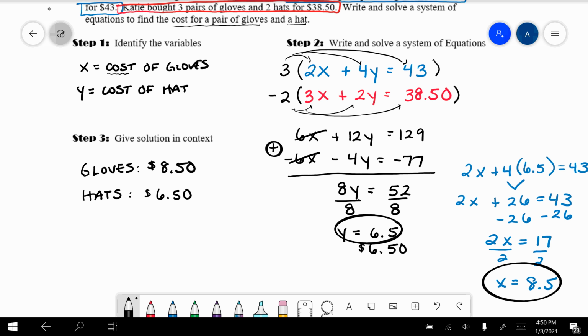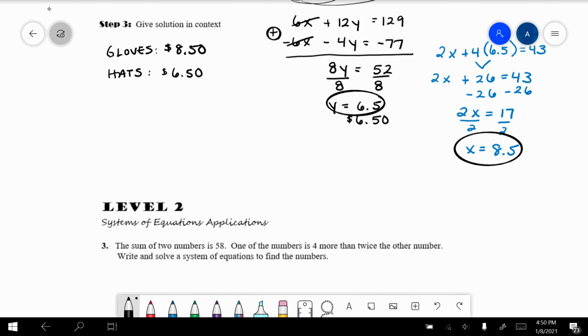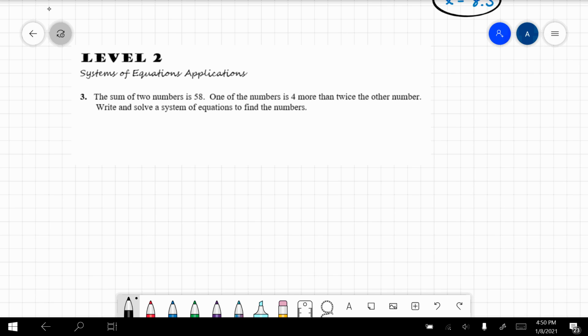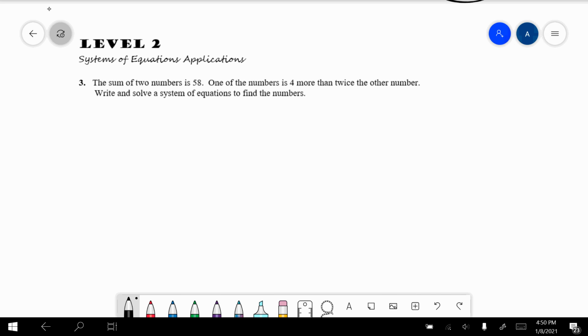All right, so you're going to see a couple problems that are like that. Well, there's one more type of problem that you're going to see, and these are the number problems. So the last example we're going to do is a number problem. Let's just read it real quick. The sum of two numbers is 58. One of the numbers is 4 more than twice the other number. Write and solve a system of equations to find the numbers.